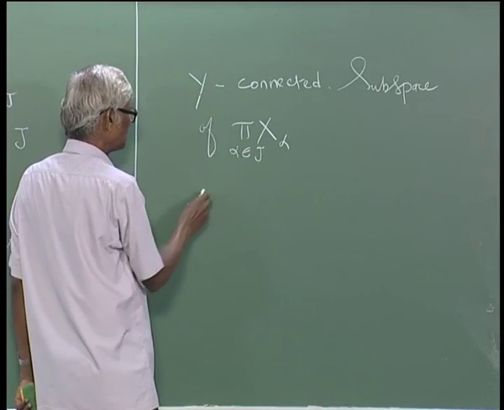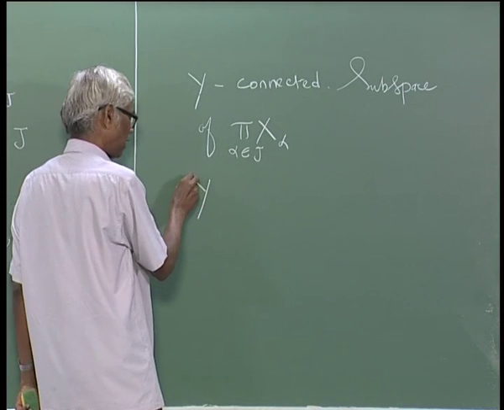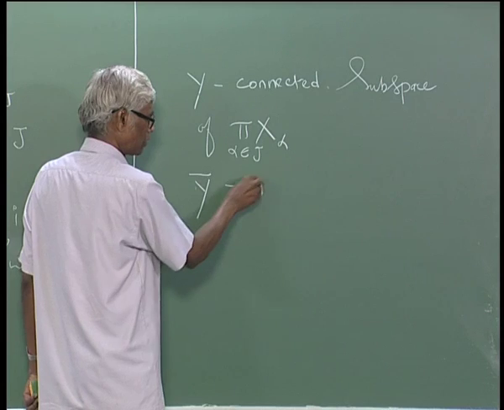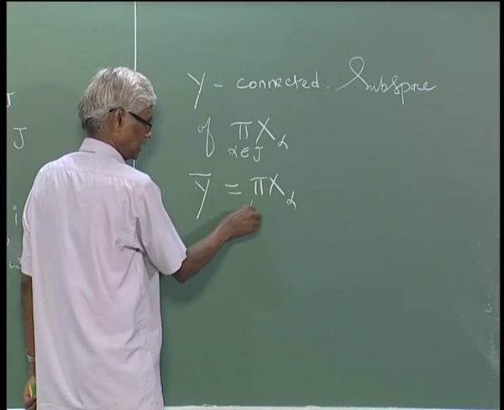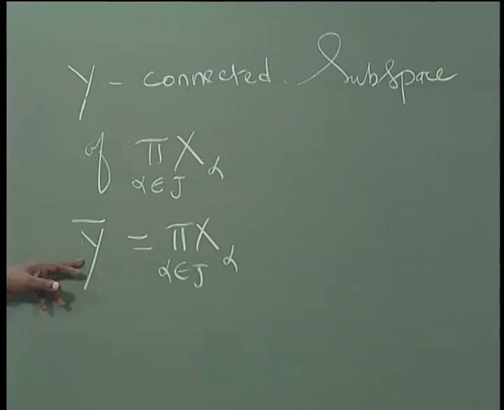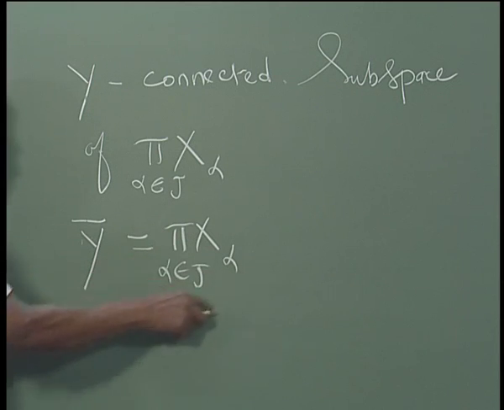Now in a similar way we can easily prove that the closure of Y is equal to the whole space, and we have seen that Y connected implies the closure is connected, the closure being our product space. So hence the product space is connected.